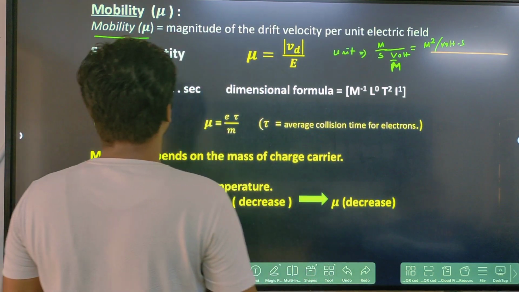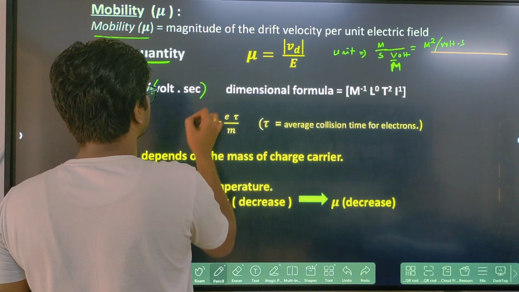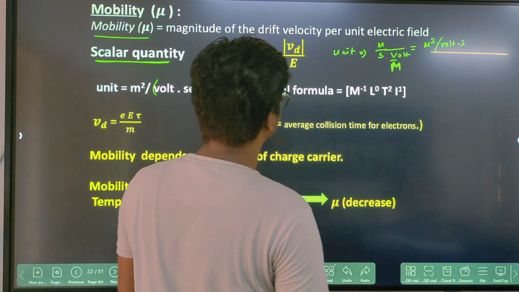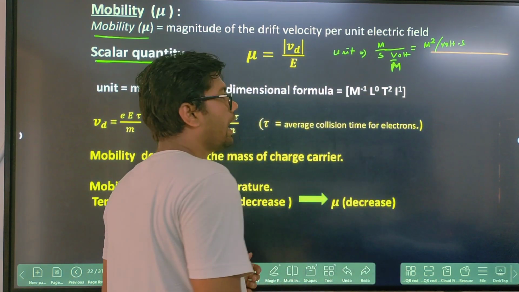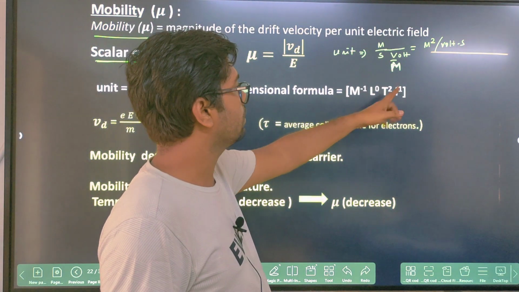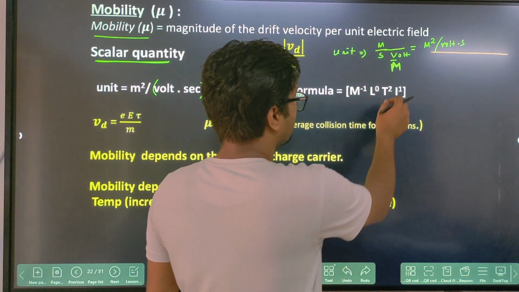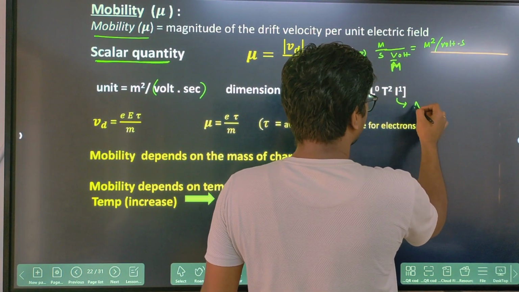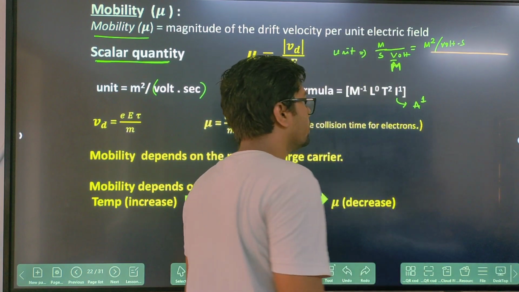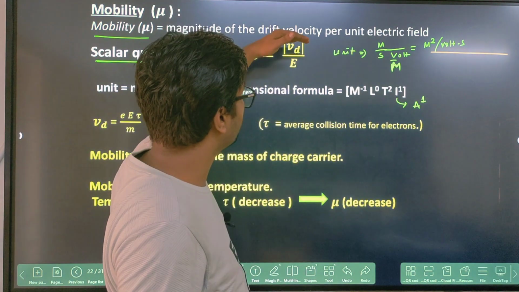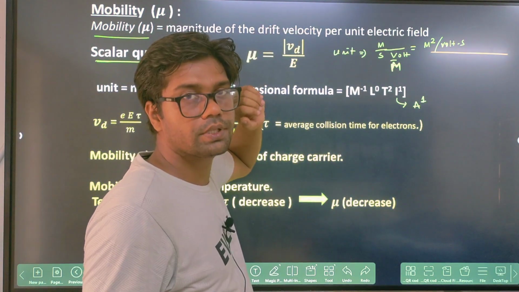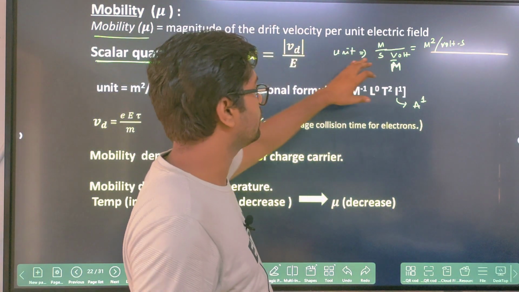And for the dimensional formula, this will be volt into second, right? So you can find out the dimensional formula. This is M to the power minus 1, L0, T2, I to the power 1, that is your I, or A1, anything you can write, right? You know the dimension of the drift velocity, you know the dimension of the electric field as well, right? So you can find it out.